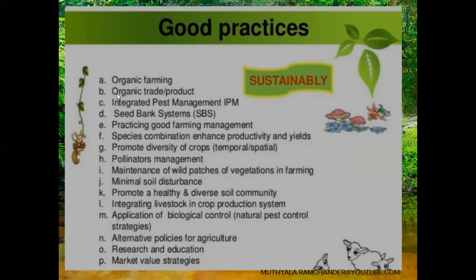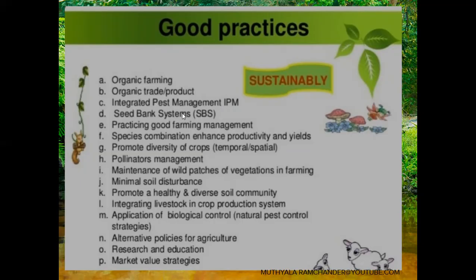If these practices are implemented in the agrobiodiversity, automatically the agrobiodiversity is in good condition. Organic farming means they cannot use different types of chemicals for cultivating crops. So they naturally use some organic components for cultivating crops. And integrated pest management, different types of integrated pest management are applicable in the agrobiodiversity.